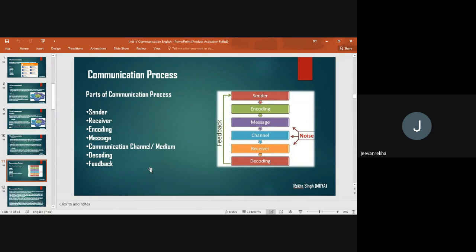Let me tell you about myself. My background is mass communication and journalism, right? I have worked in Doordarshan also. So the communication process is very important to understand the whole house of communication, right?